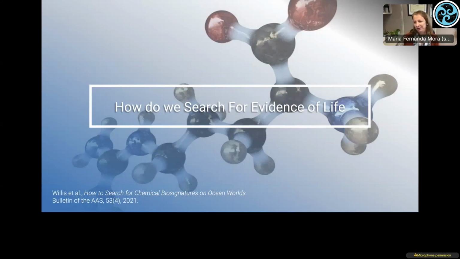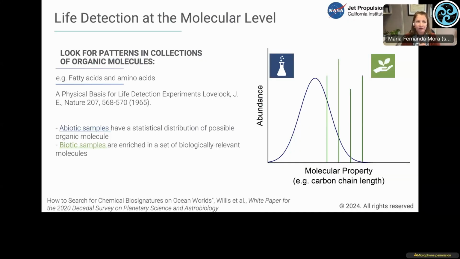So how do we look for evidence of life? There are different approaches to this. In our group, we focus on life detection at the molecular level. This means when you look at life on Earth, life selects certain molecules for all of the processes that we need for life. It doesn't use everything that is available.